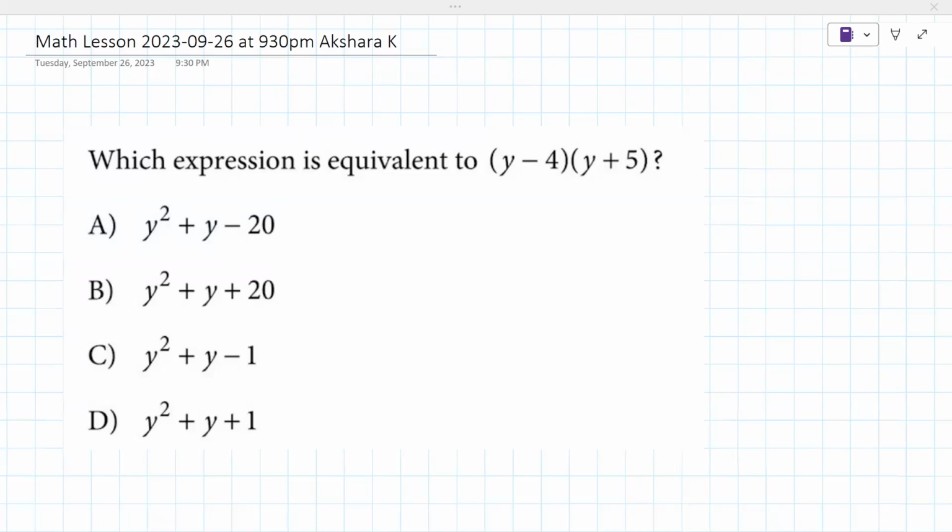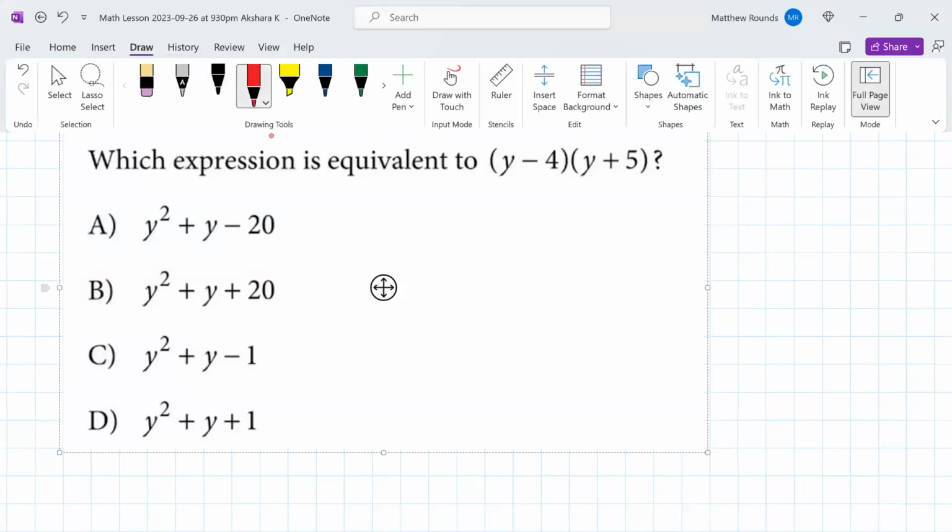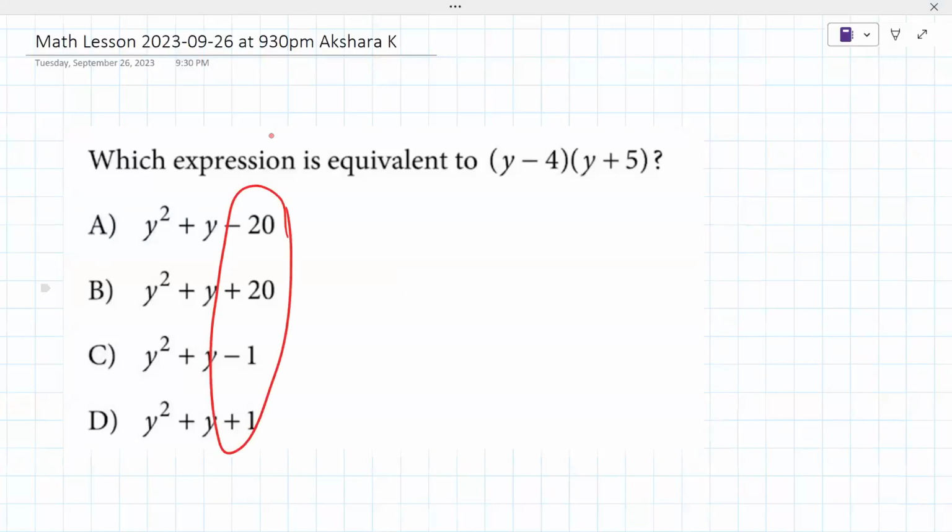It is A. Did you foil it or did you notice something? I foiled it, but I just foiled the -4 and 5 because, right, yeah. Right. Did you notice something that's different about them or the same?